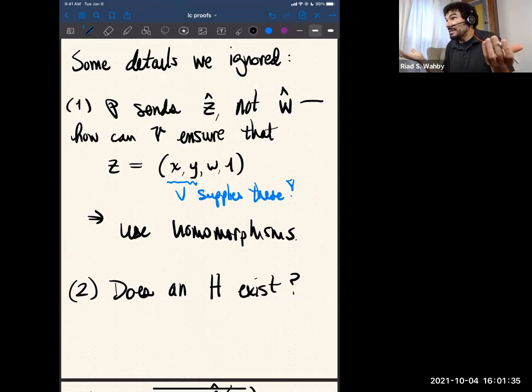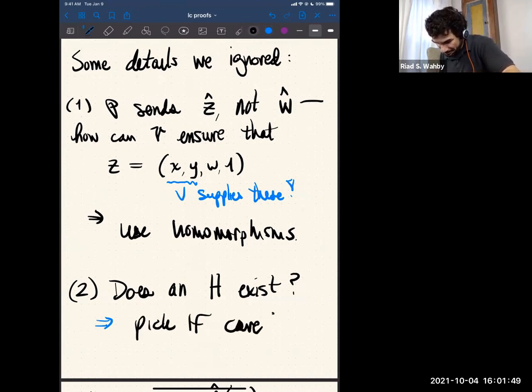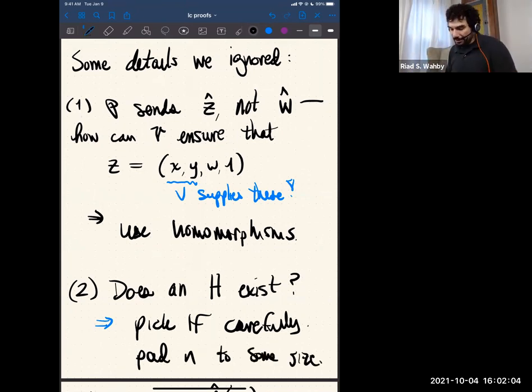A second question we could ask is whether there is an appropriate subgroup. We've just assumed that a subgroup exists. So how do we make sure that one does? In general, we just pick our field carefully, such that some H of approximately the right size exists, and then we pad n to some size. As an example, and this is what Carla was alluding to earlier, if we're working in a prime order field such that the order is p, and p minus 1 is divisible by some big power of 2, like say 2 to the 30, then this means that a 2 to the 30 sized subgroup exists and is relatively easy to find.